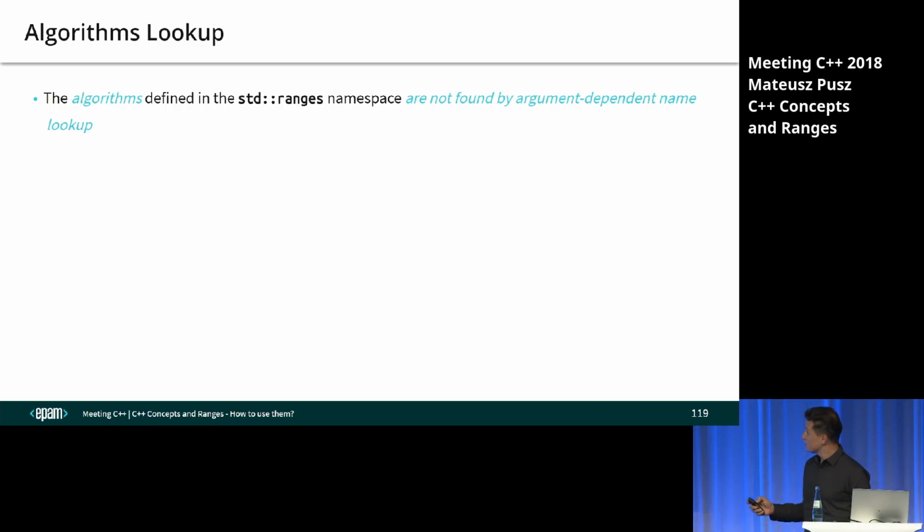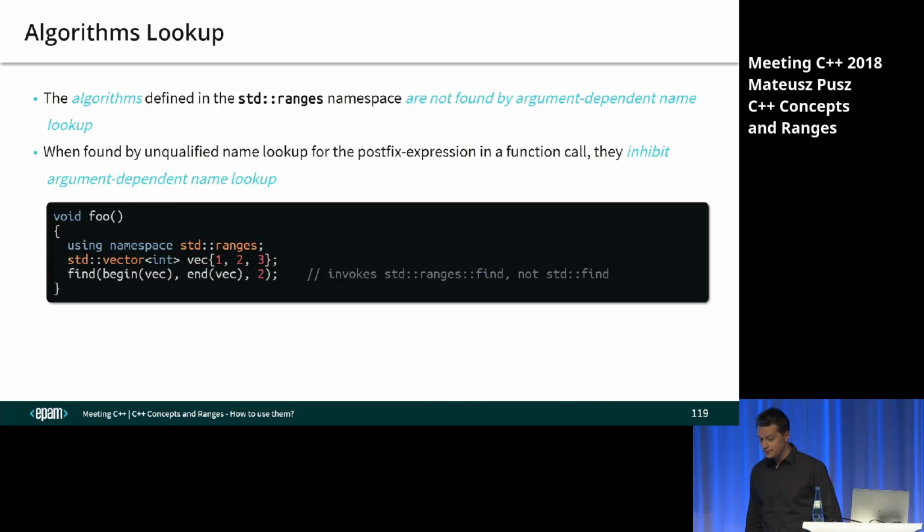Lookup of the algorithms is different than for namespace std. Basically, they are not found by argument-dependent name lookup. We have to fully qualify their names. If we provide using namespace std ranges in our function, they still inhibit argument-dependent name lookup. So what that means is, if you have a std vector here and you call find without any qualification for vector begin and vector end, we don't call the std find algorithm, the old one, but we call the std ranges algorithm. So the std find will not be found in this case.